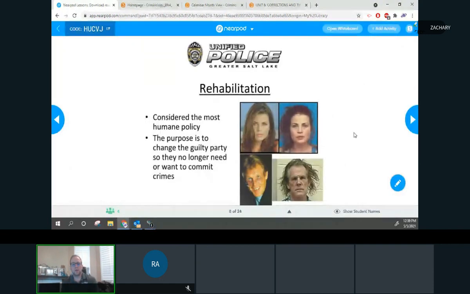The next one is rehabilitation. Okay. This is considered the most humane policy. And this is kind of what we're leaning a little bit more to now. The purpose is to change the guilty party so they no longer need or want to commit crimes.